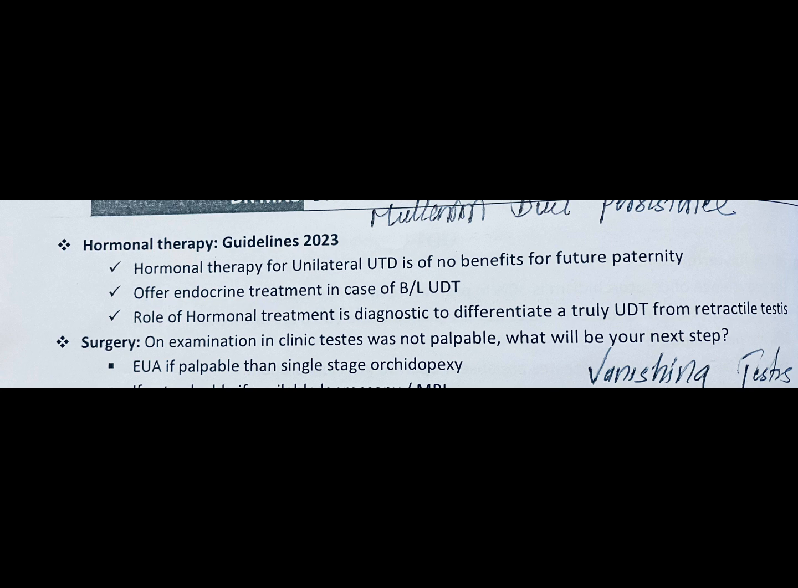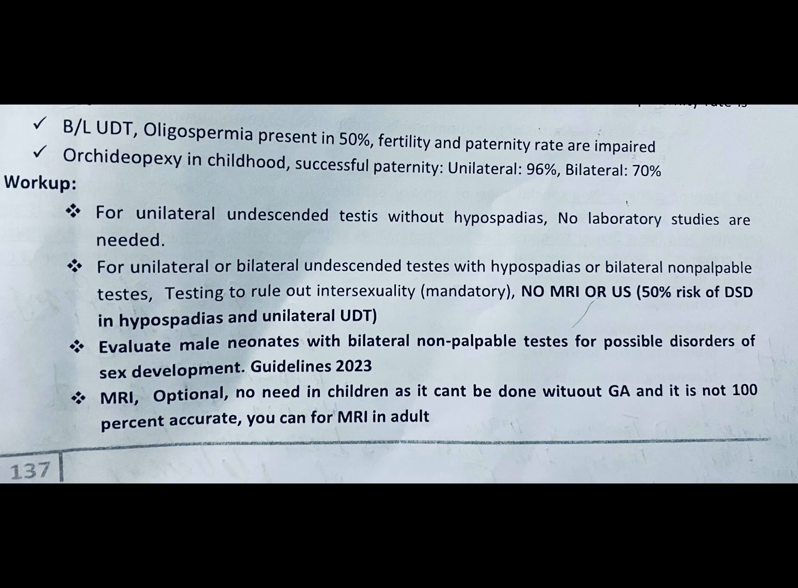And one of the important things is the workup. For unilateral undescended testis without hypospadias, no laboratory tests are needed. But for unilateral or bilateral undescended testis with hypospadias, karyotyping for ruling out intersexuality is important. And regarding MRI, this is optional. There is no need for MRI in children as it cannot be done without GA, and it is not 100% accurate. You can go for MRI in adults.